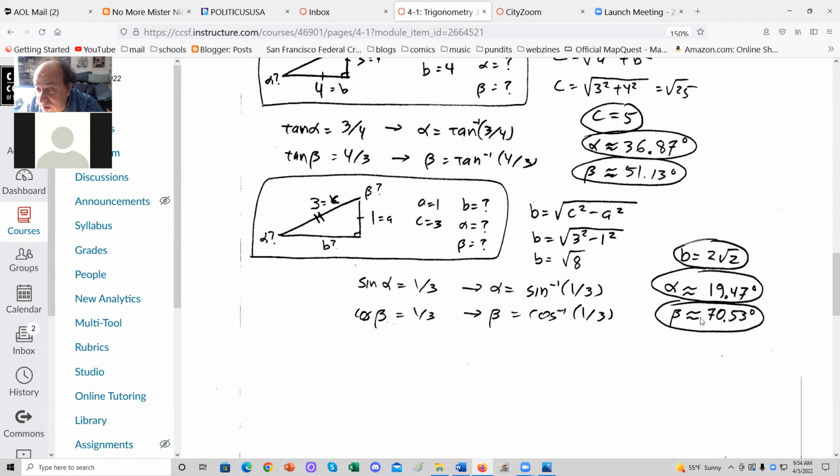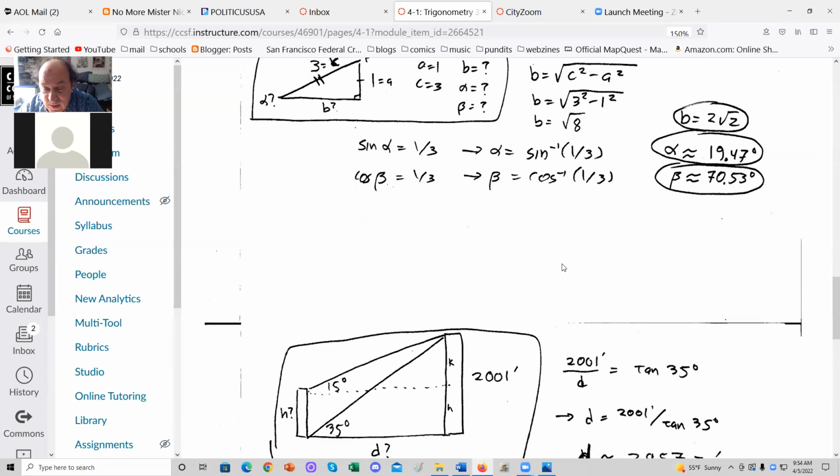And again, you could have also calculated beta given alpha. 90 degrees minus 19.47 degrees is 70.53 degrees. But again, relying on A and C is relying on fresher ingredients.